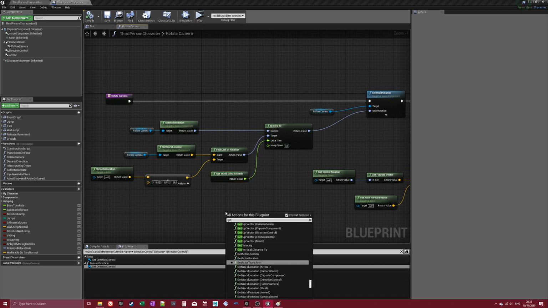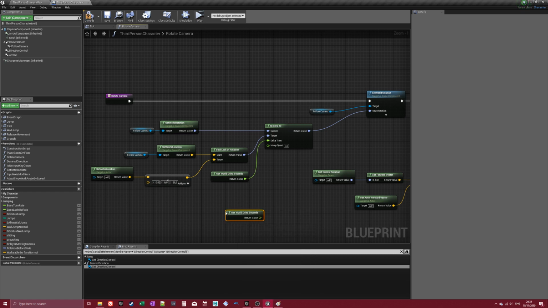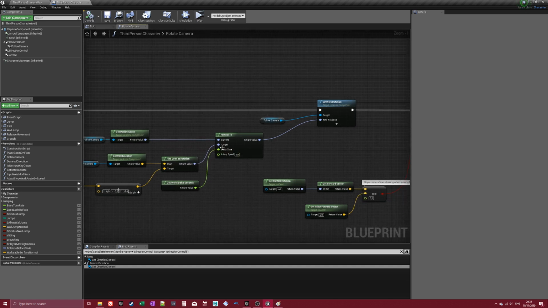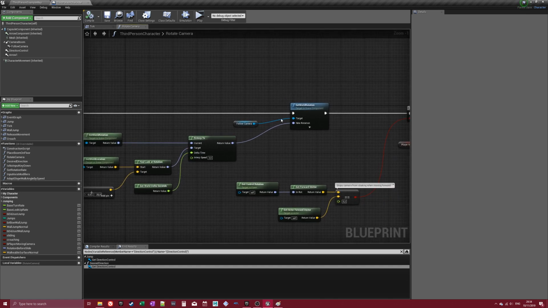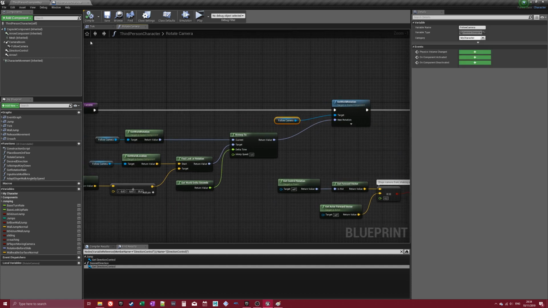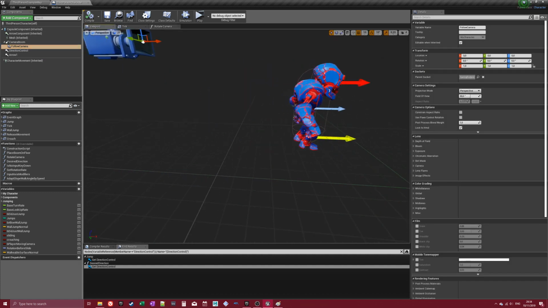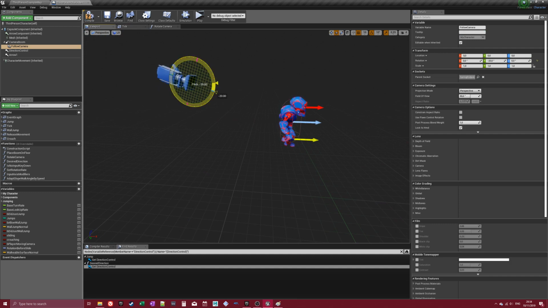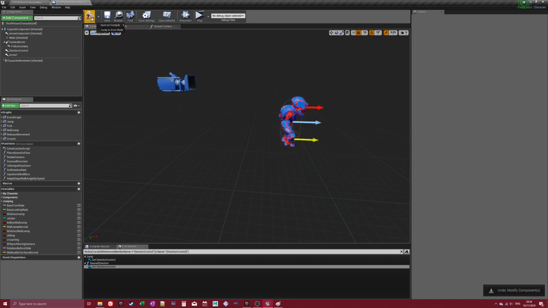Just say get world delta seconds, you'll get it there. So anytime you see delta time, just do that. You don't need to get a variable from tick or something. That's what some people do. And then we're setting that world rotation for the follow camera, okay? So this thing here, depending on where Mario is doing this or that.